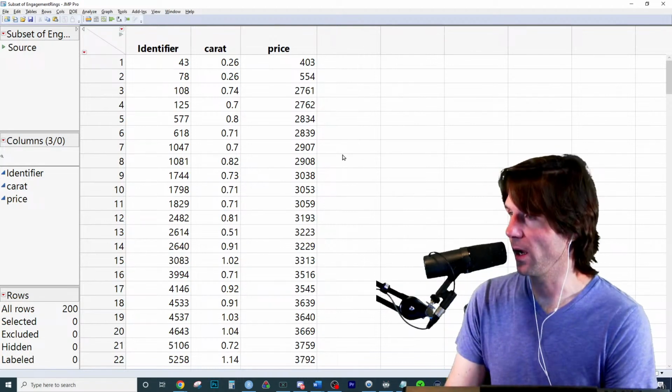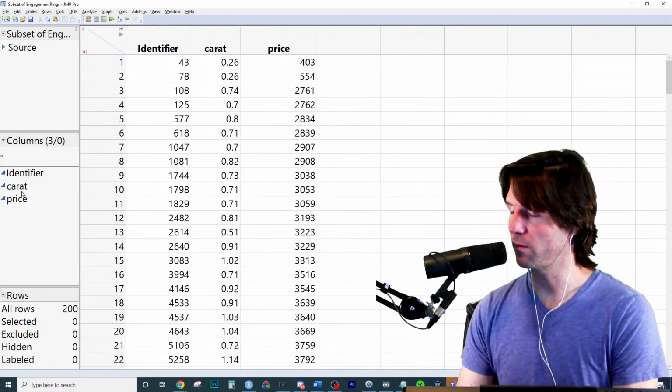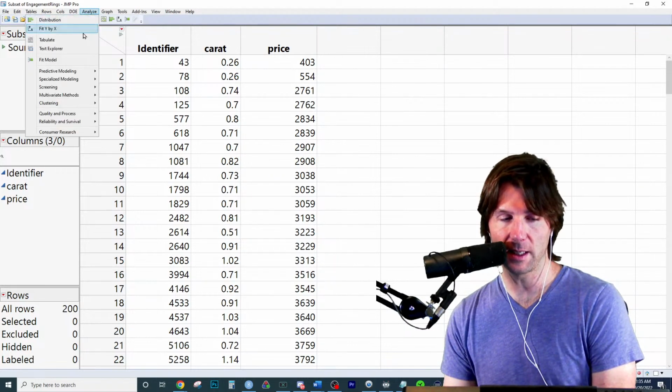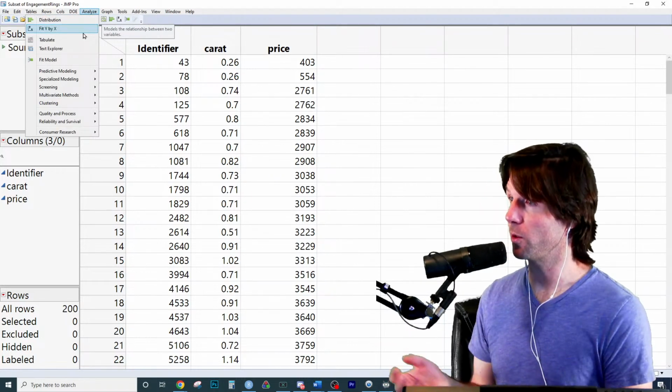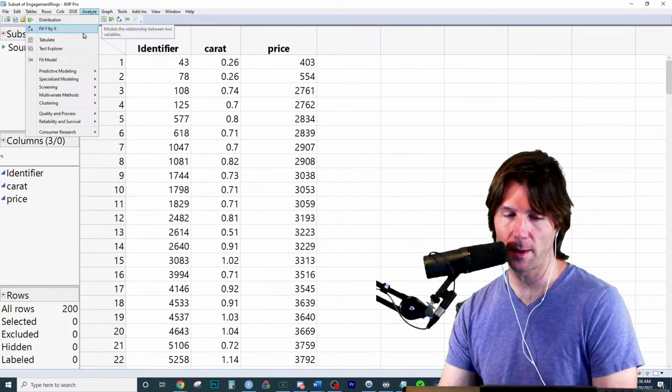So with this, we have right here carat and price, and they are blue, meaning quantitative. So now we go to Analyze, Fit Y by X. Make sure you're doing it on the one with your 200 plus the last 2 of your UTID. Double check that right now. Analyze, Fit Y by X.